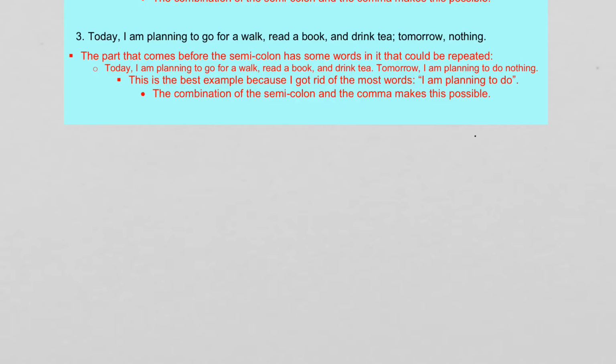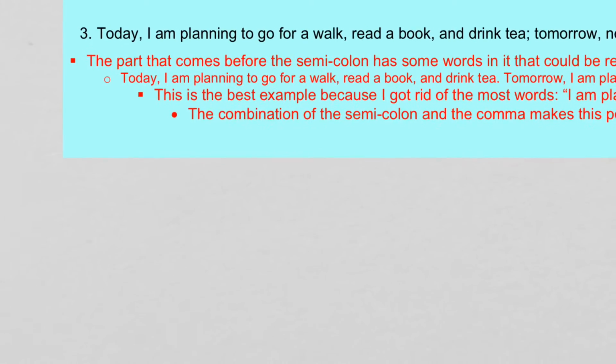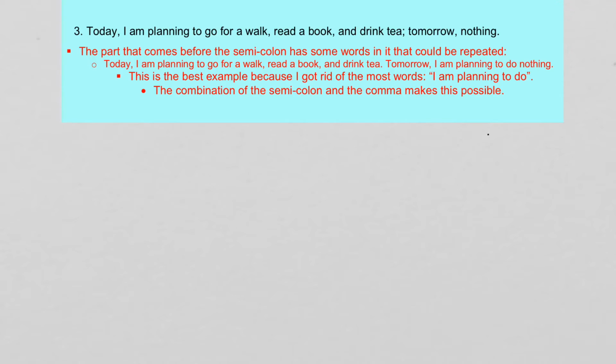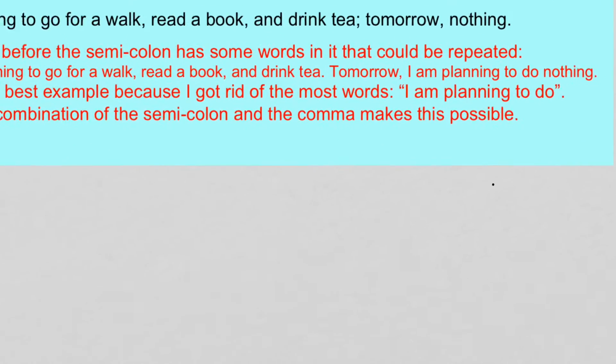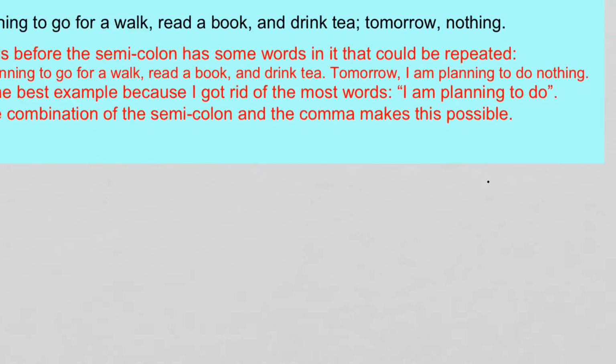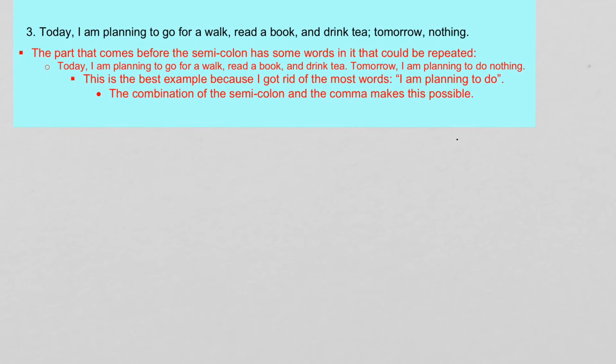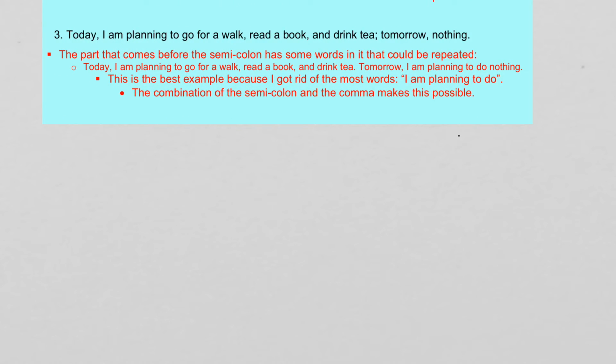Now, some of you might be saying, well, why can't I put it all in one sentence? Well, because see how we have all these commas here, right? Today I'm planning to go for a walk, comma, read a book, and drink tea. Well, as soon as you start having commas, and not only that, but there's a whole bunch of things that you're planning to do, right? You really should, if you decide to talk about what you're doing tomorrow, if you don't have this semicolon happening, then you really should start a new sentence, right? So today I am planning to go for a walk, read a book, and drink tea. Period. Tomorrow I am planning to do nothing.